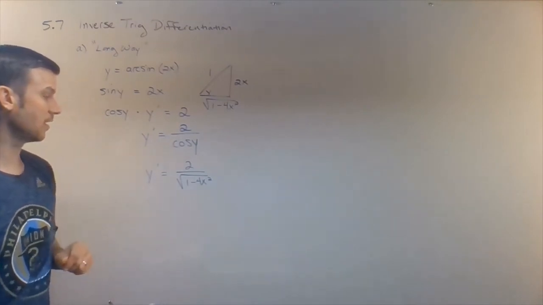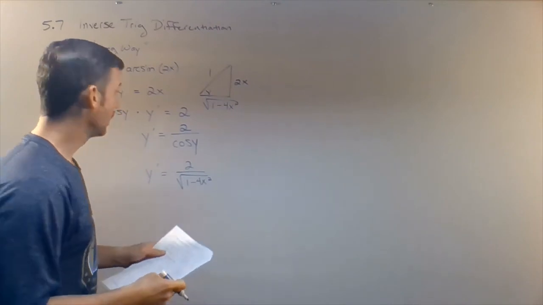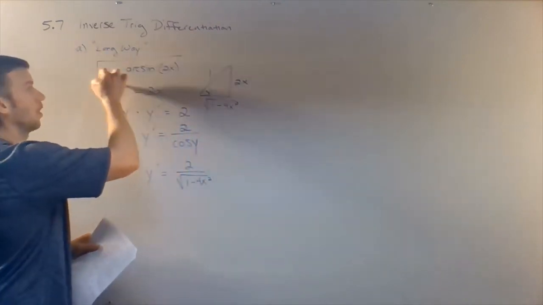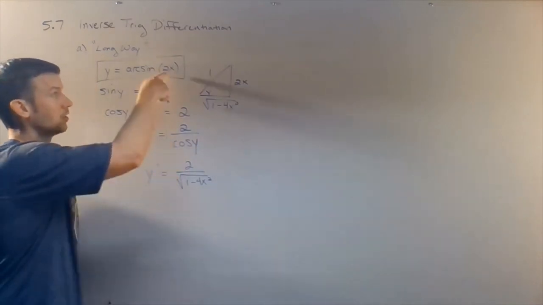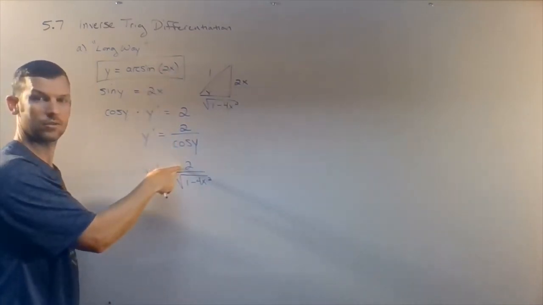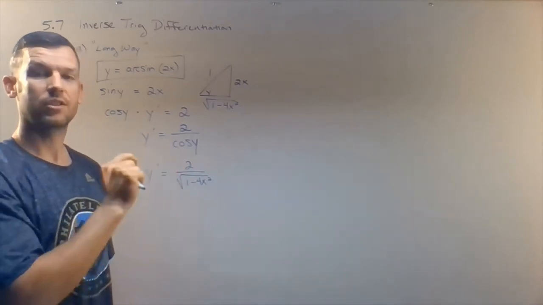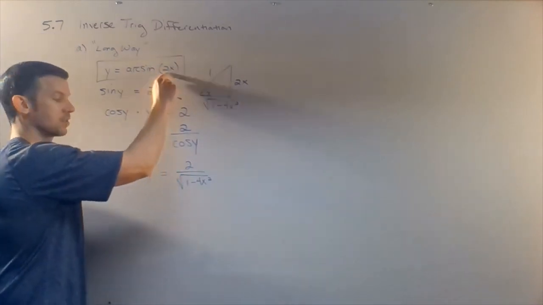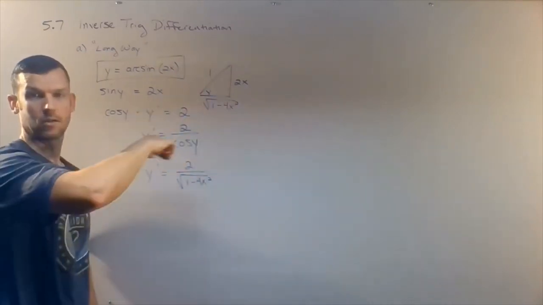But the shortcut says, and you can see that in the boxed section at the top of your notes there, that the derivative for the arc sine of a function is the derivative of the function, the derivative of 2x is 2, divided by the square root of 1 minus the function squared. 1 minus this squared. It takes us right to the answer. We can skip all of this work in the middle.